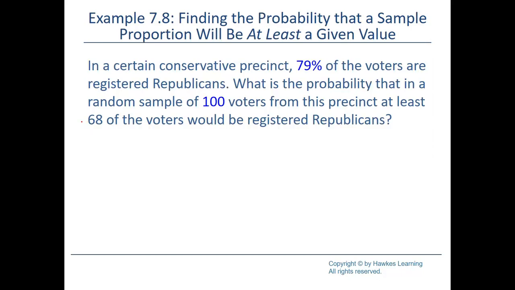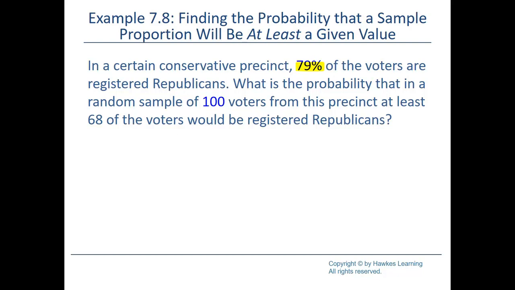In a certain conservative precinct, 79% of voters are registered Republicans. What is the probability that in a random sample of 100 voters from this precinct, at least 68 of those voters would be registered Republicans? First of all, some key things so I make sure I know here. In a certain conservative precinct, 79% of the voters are registered Republicans.